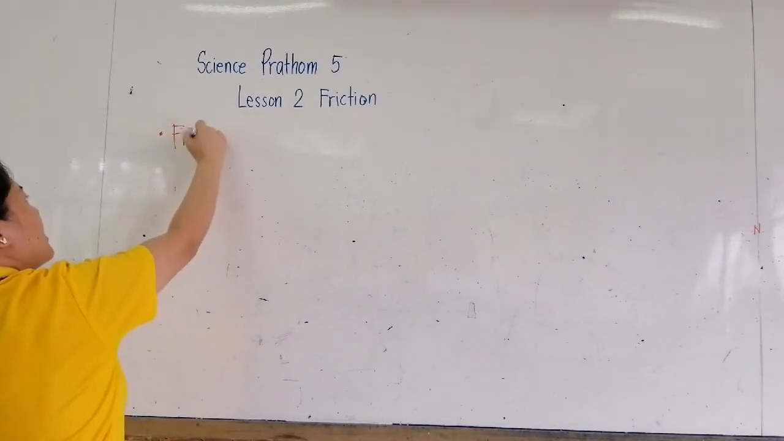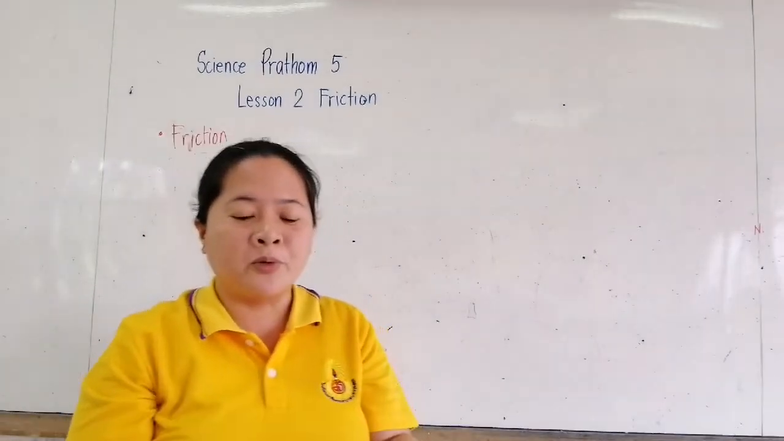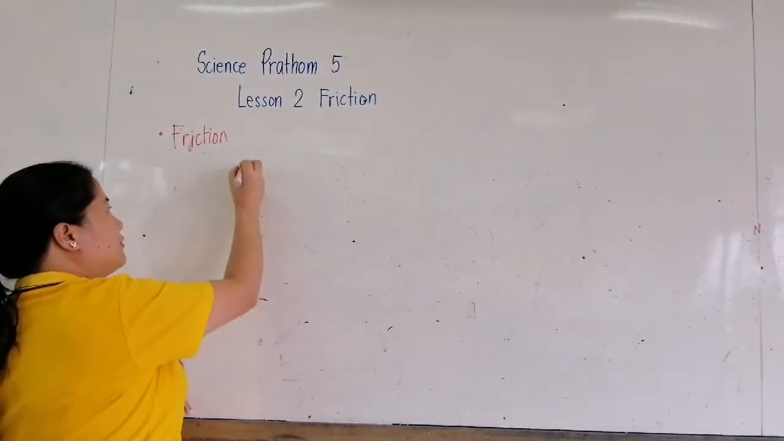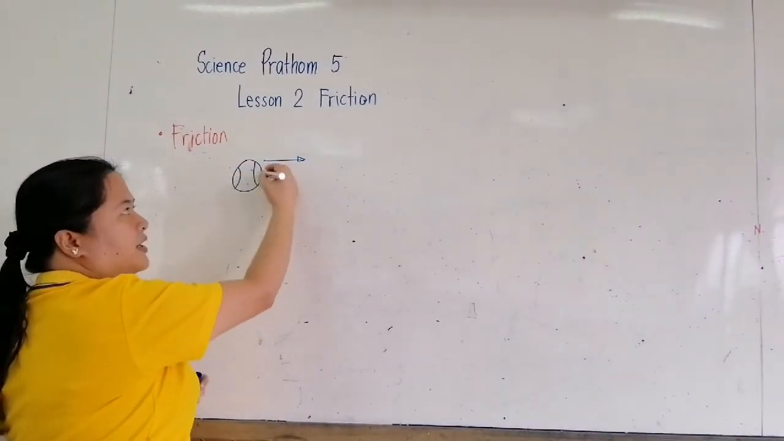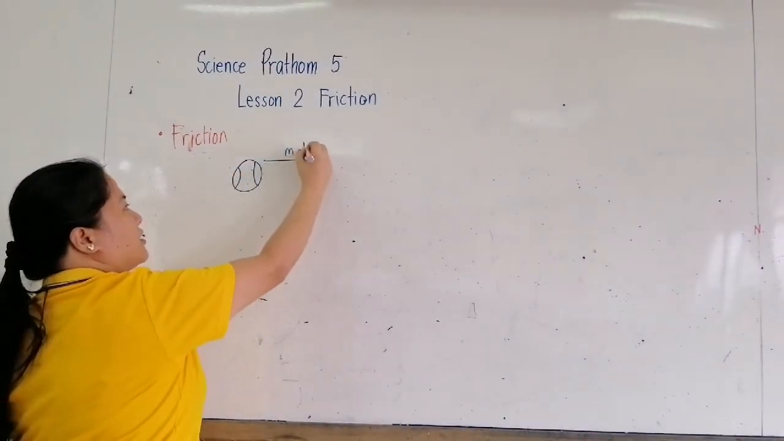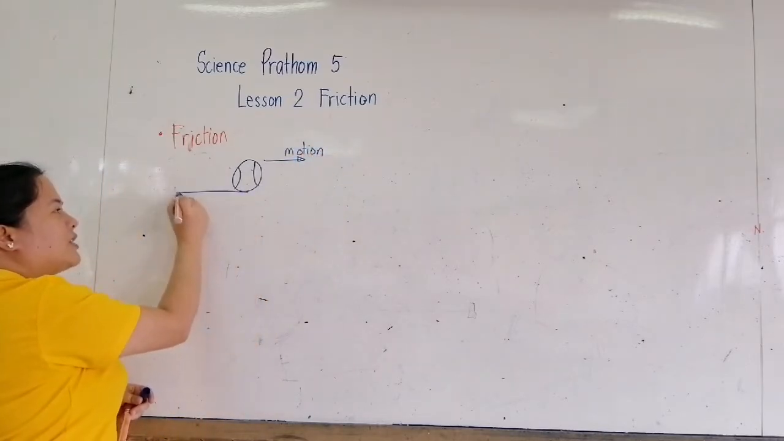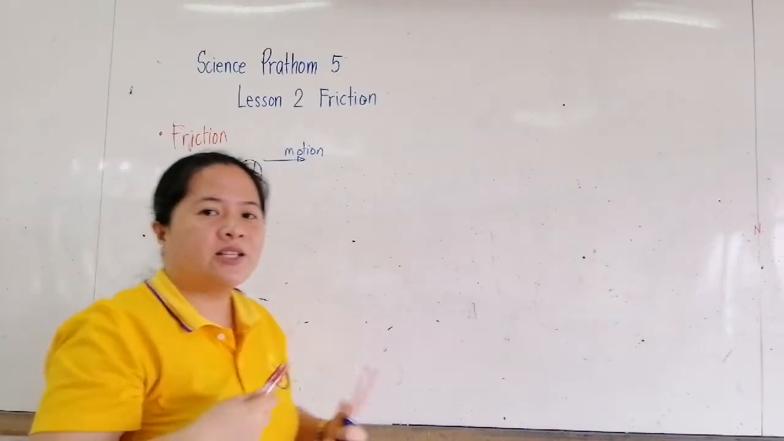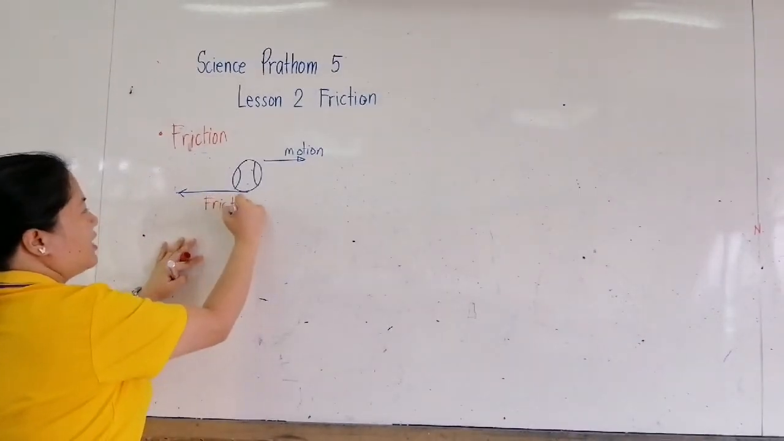So friction is the force that acts in the opposite direction of a movement. So for example, if a ball is moving to this direction, this is the motion, it is going to this direction. Therefore, friction acts in the opposite direction. This will be friction. Okay?